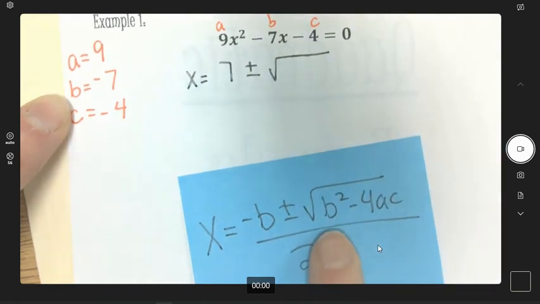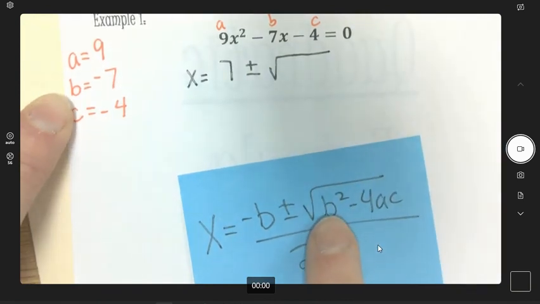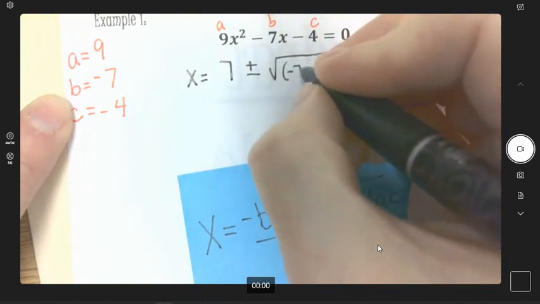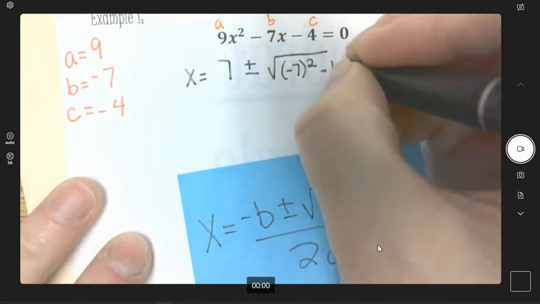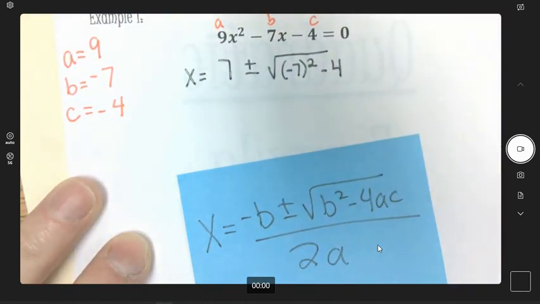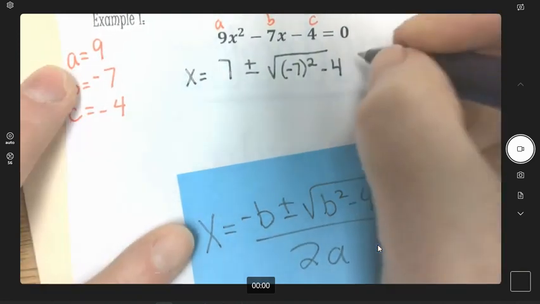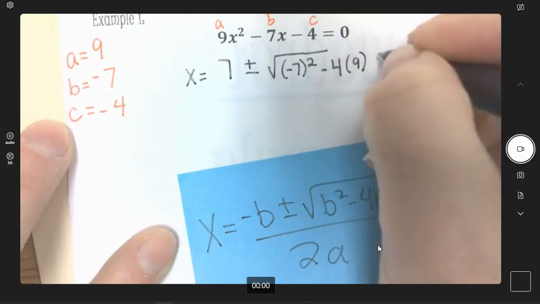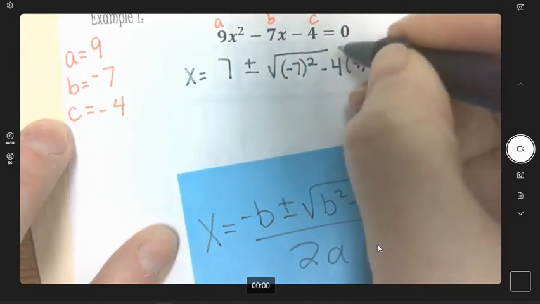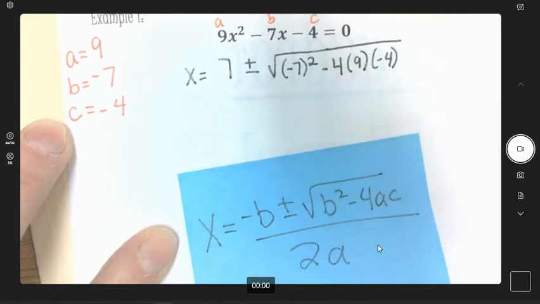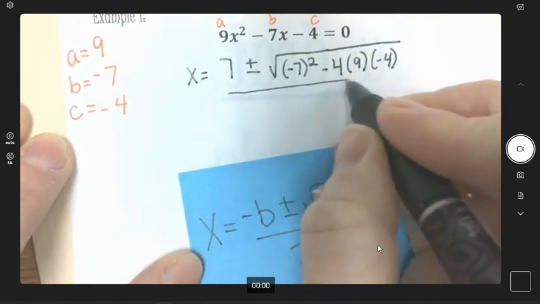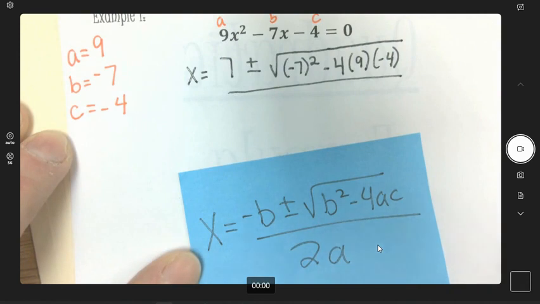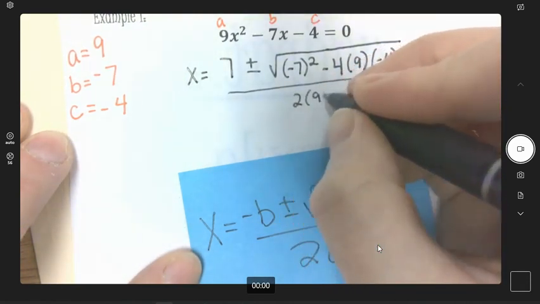okay, whenever we plug in and we do a b squared, we've got to put parentheses around it. So it's going to be negative 7 squared minus 4, because that's part of our formula, and then a and c. A is 9, so put parentheses in 9. C is negative 4. And go ahead and extend your radical, because mine wasn't long enough. Over 2a. So 2 times 9.